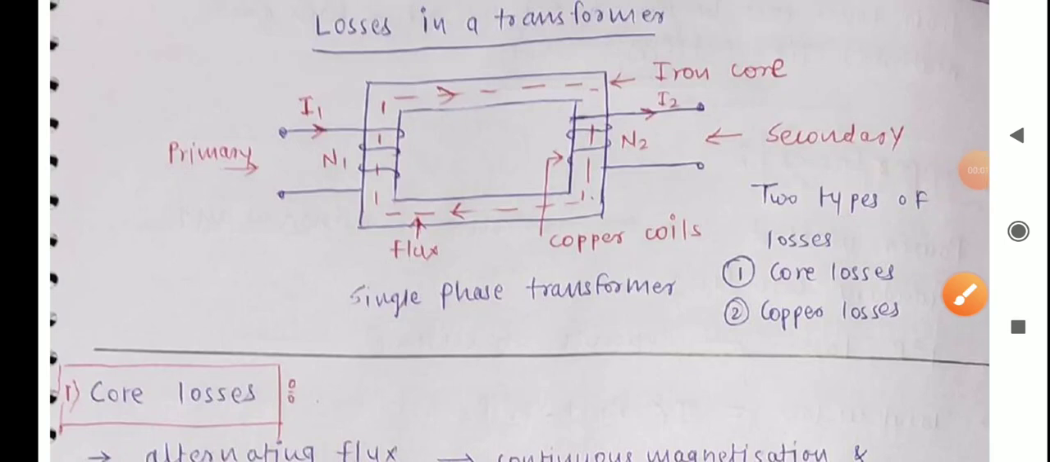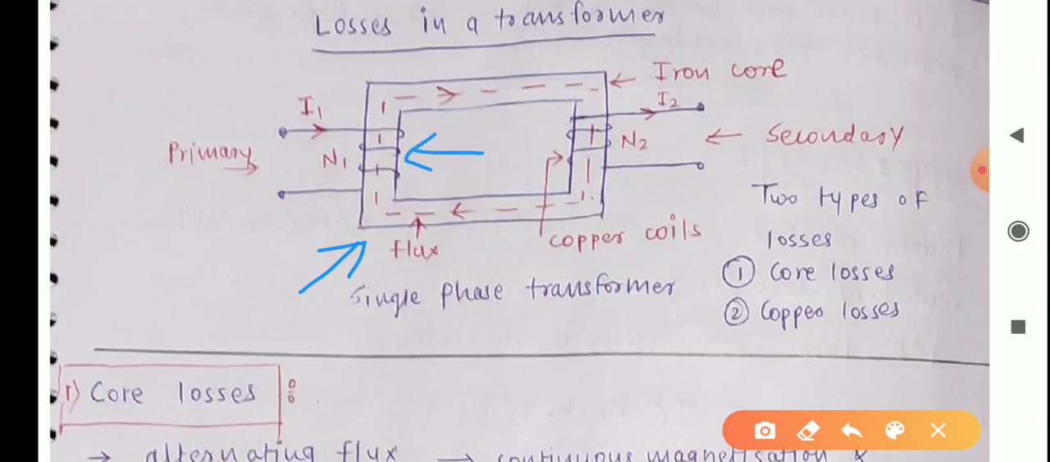Hello students, in this lecture we are going to study about the losses happening in a transformer. First of all, let's understand the basic construction of the transformer. Through the basic construction of this transformer, we can see that there are two basic parts that are comprising our simple transformer. First is the iron core, and the second part is the copper winding through which the current is flowing, and through the iron core the flux is flowing.